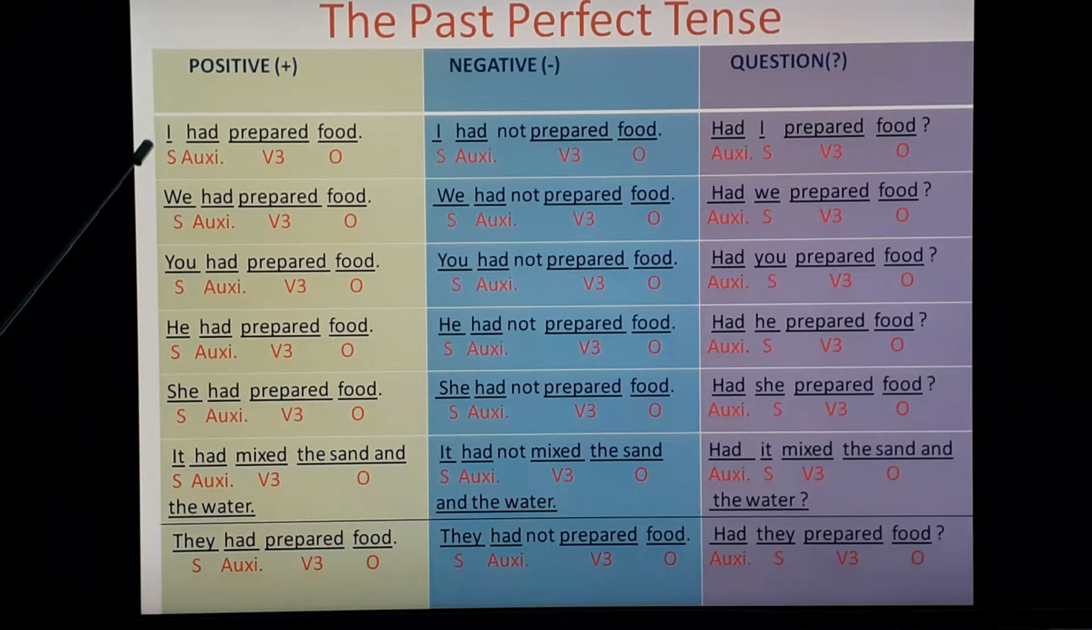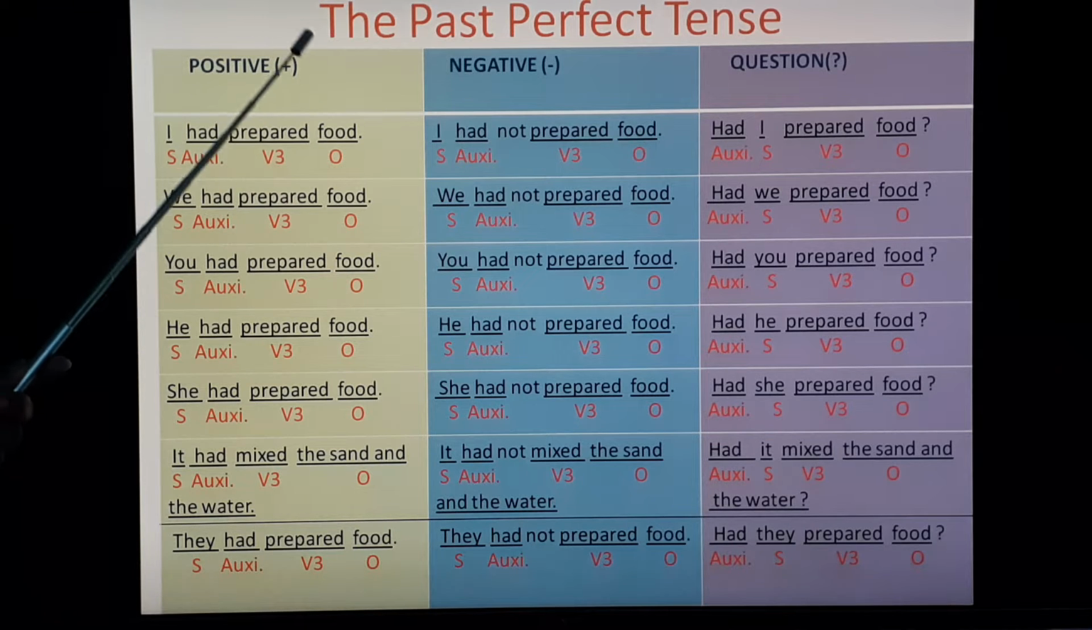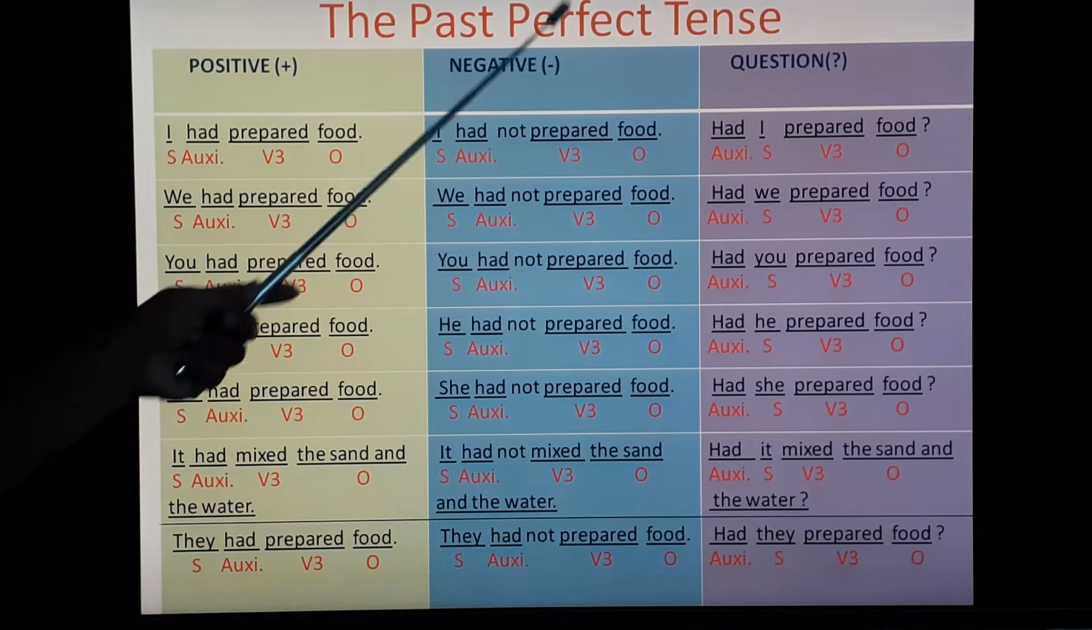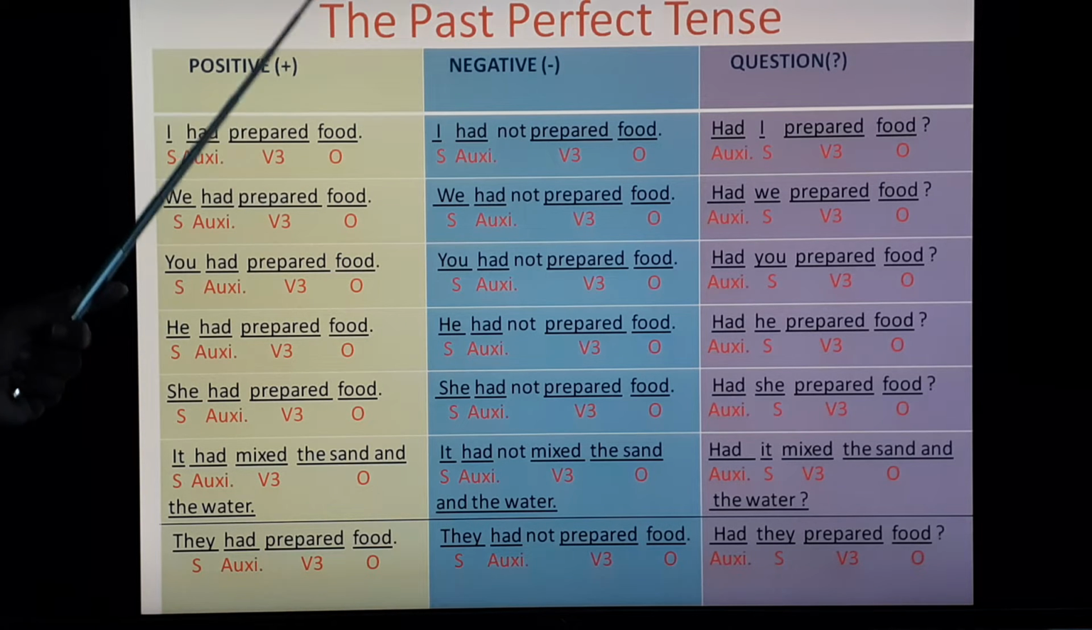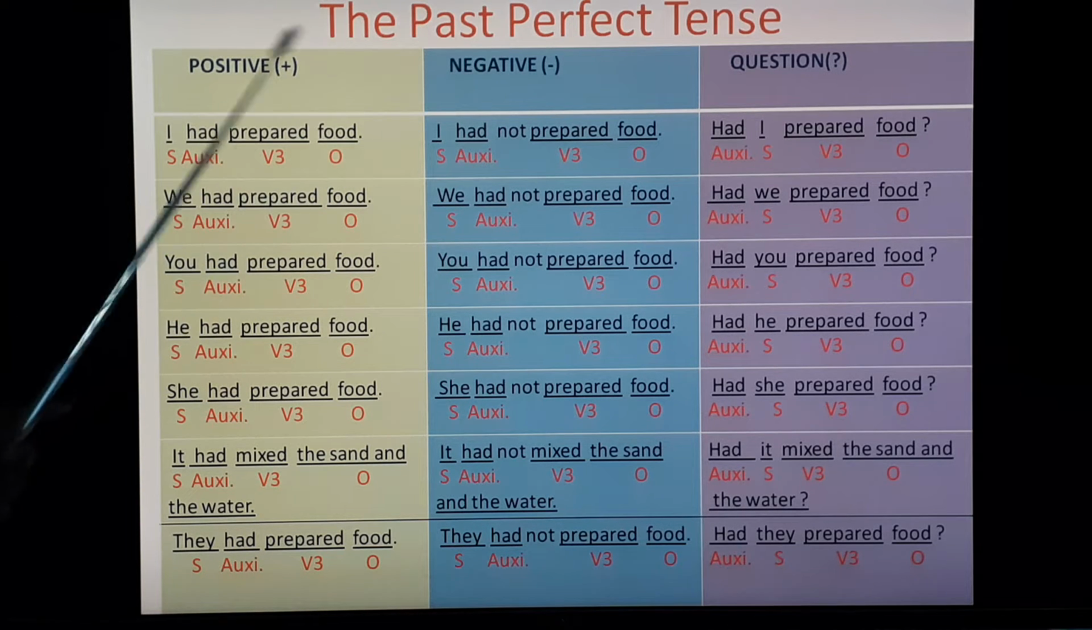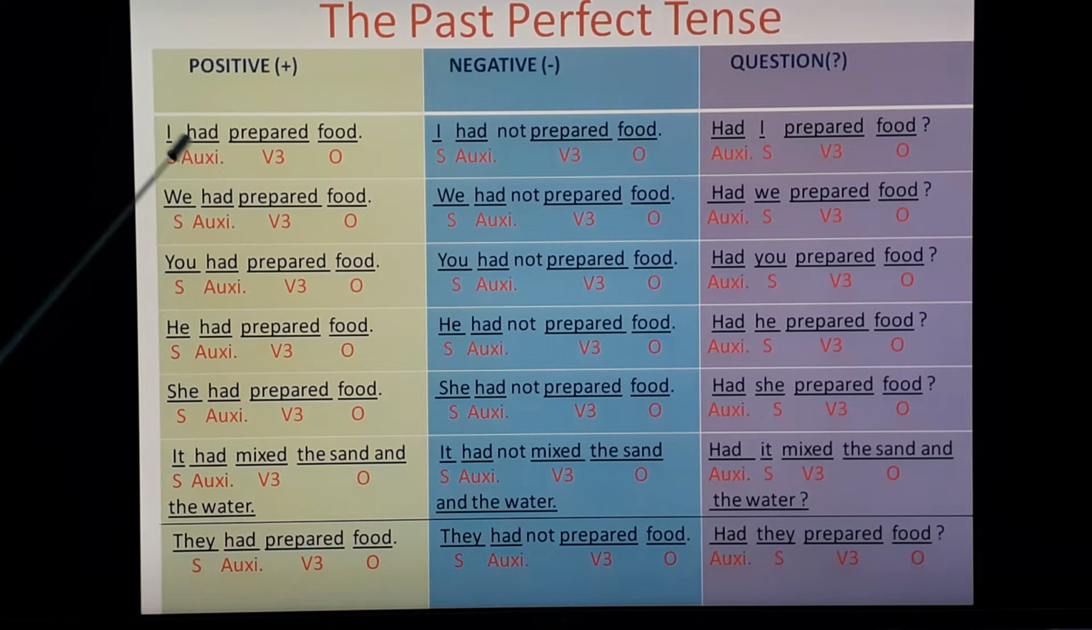First person singular, I. I had prepared food. So when you do this, the past perfect tense. So past perfect means you have to use had plus V3 form, that is past participle. So I, that is the subject, had, that is auxiliary verb, prepared, that is V3 form of the main verb, and food, that is an object.